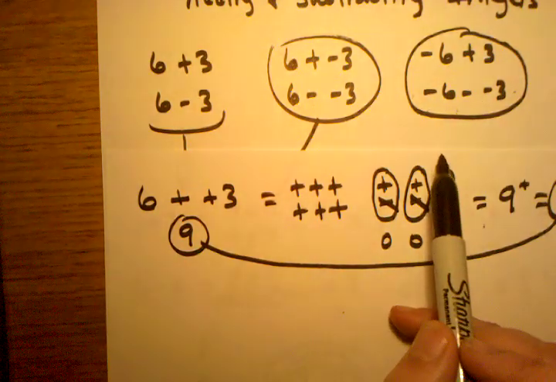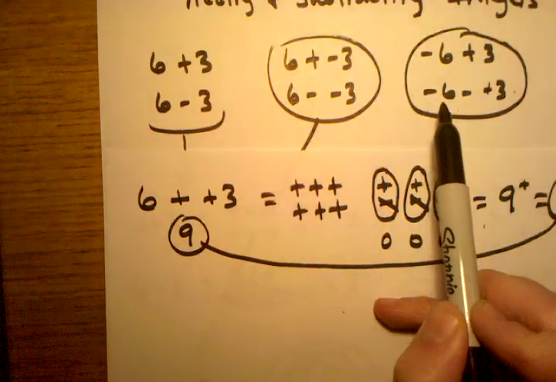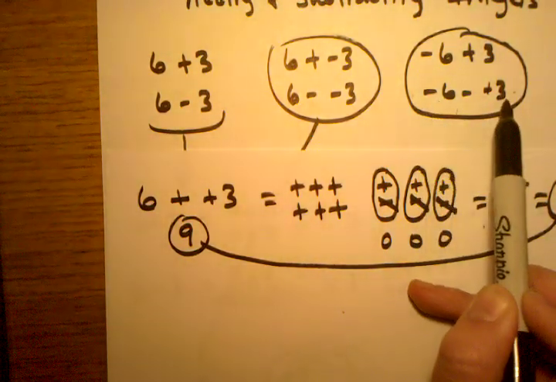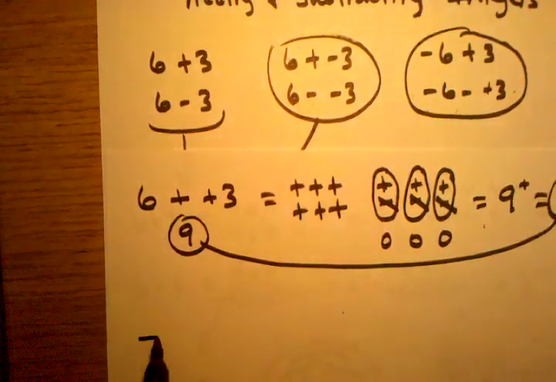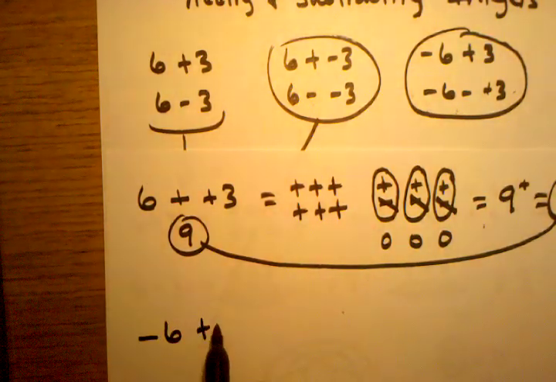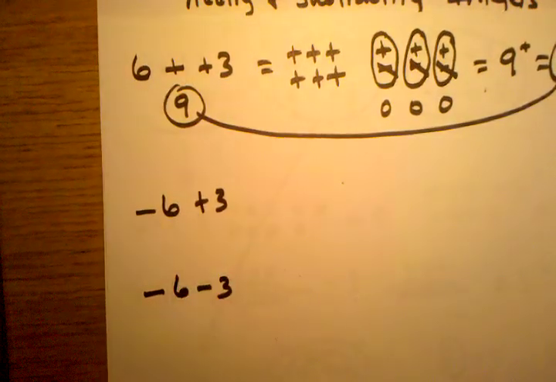I think I just messed up here. Oops, this should be positive. There we go. We're going to look at using a negative 6 and a positive 3 and adding and subtracting them. So let's write these problems down here. I'll move the paper up since I'm done writing. Negative 6 minus a positive 3. Okay, and we're going to work with these two right now.